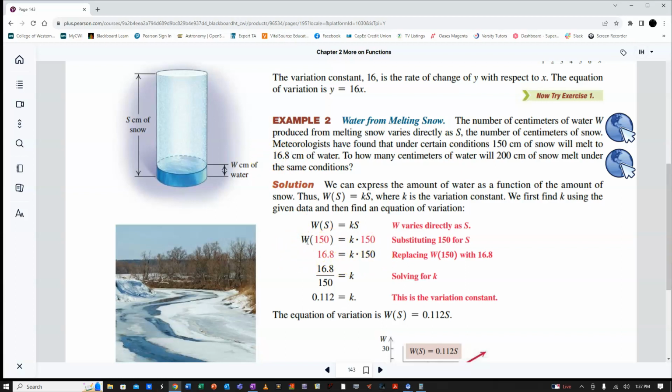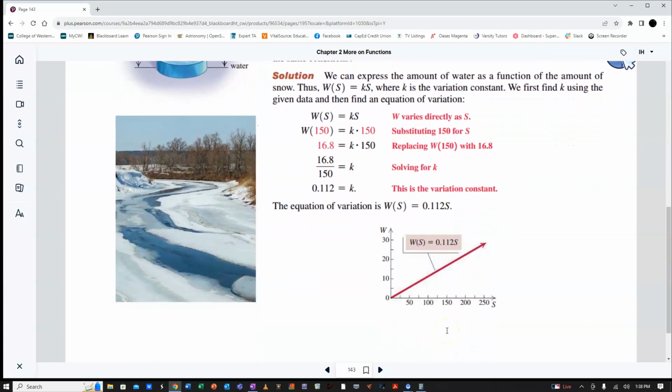And so W of 150 is equal to K times 150. And that value is equal to 16.8 centimeters. And then dividing both sides by 150, you would find that the constant K is equal to 0.112. Once we know that constant, we can substitute it back into our function, and we get our equation of variation is W of S equals 0.112 times S. Graphically, we could plot that as a linear function shown here with a y-intercept of 0.